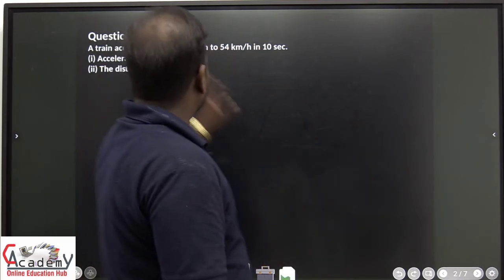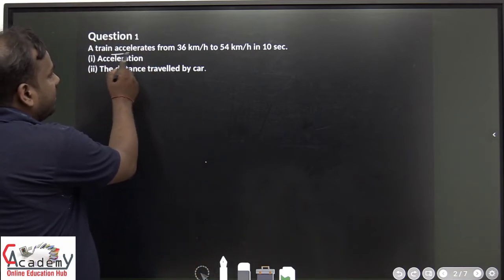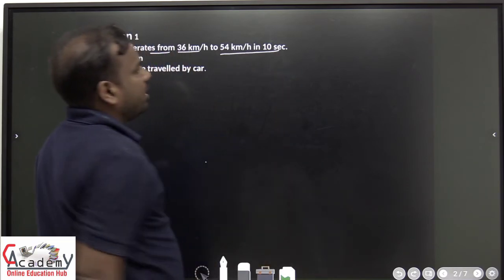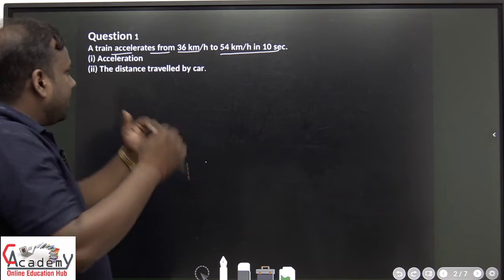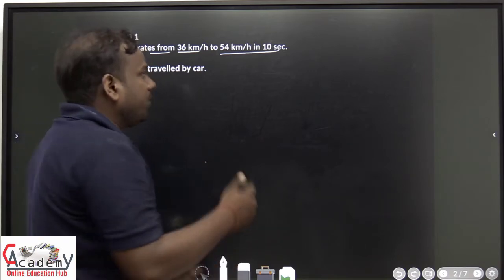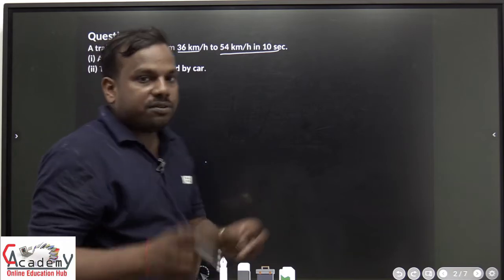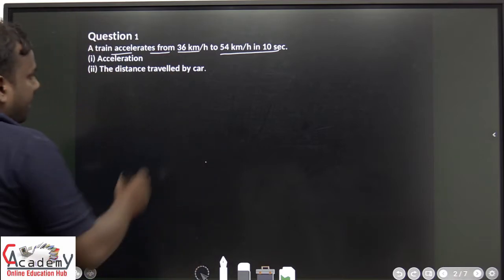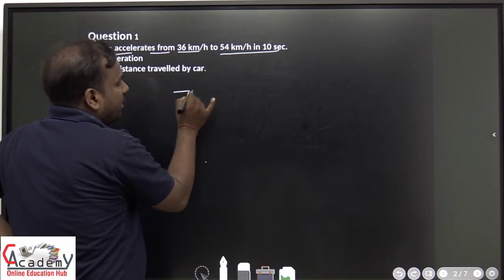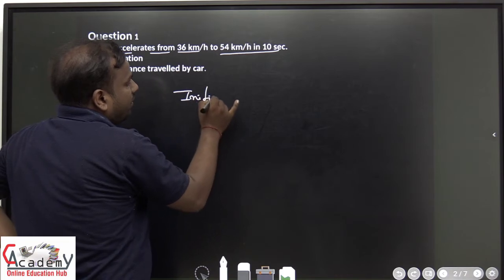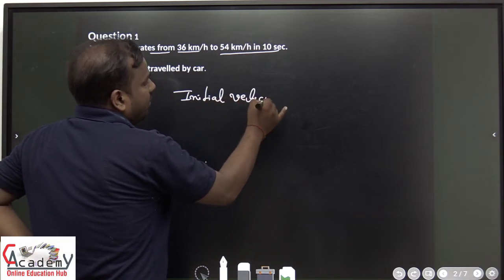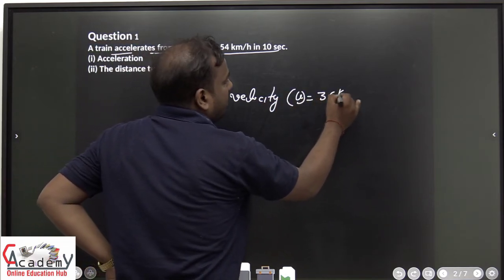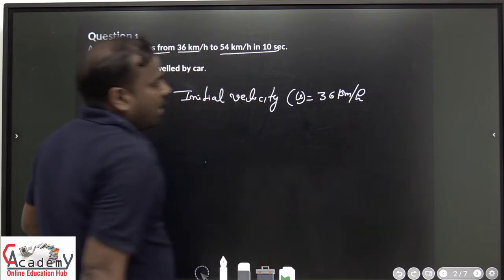Okay, now the first question: a train accelerates from 36 km per hour to 54 km per hour in 10 seconds. Okay, from 36 km, means when the observer starts observing the speed of the train, that is the initial speed. Initial velocity is represented by u, that is 36 km per hour.